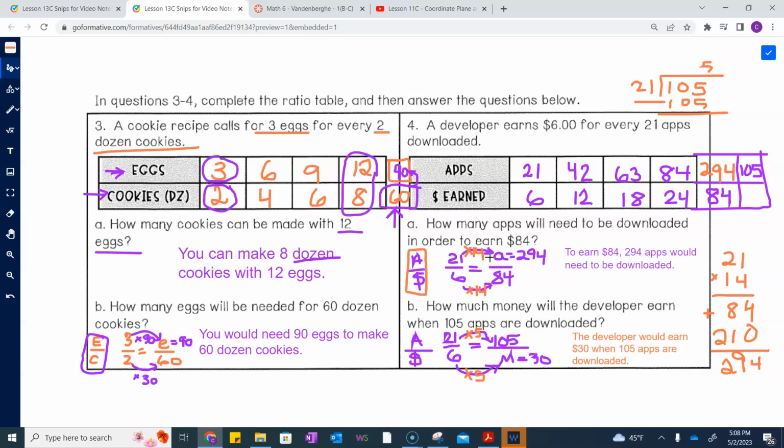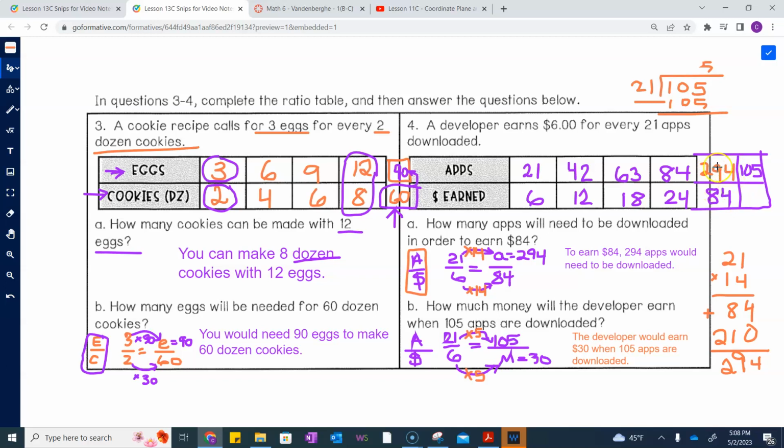So to earn $84, I wrote it in a sentence, I restated up here. How many apps will need to be downloaded in order to earn $84? To earn $84, 294 apps would need to be downloaded. So I answered in a nice complete sentence restating the question.